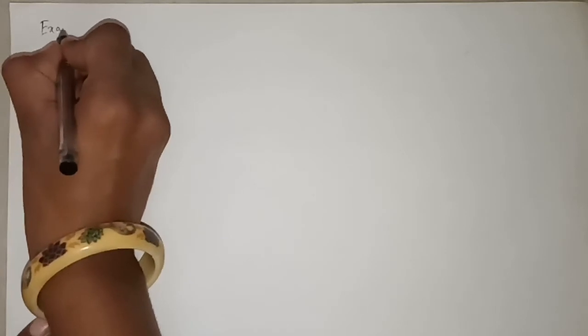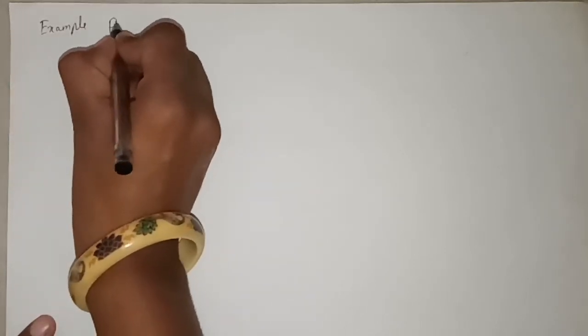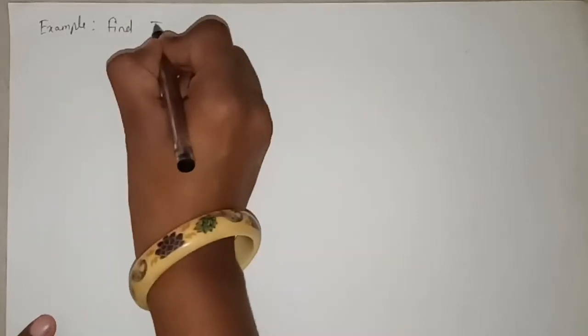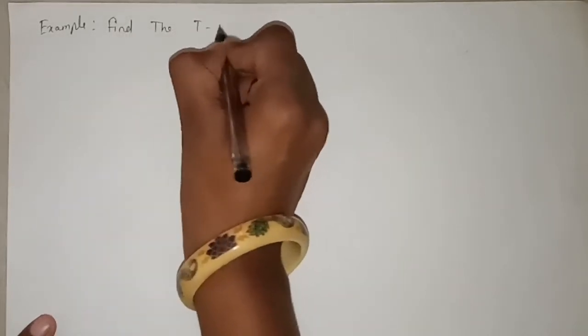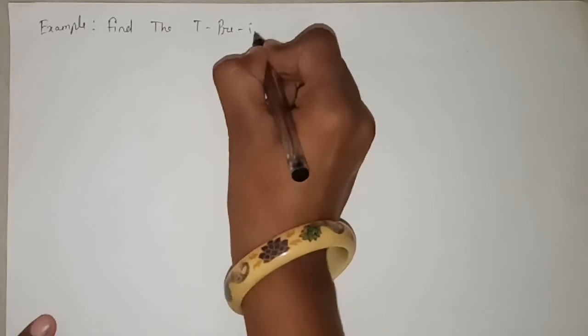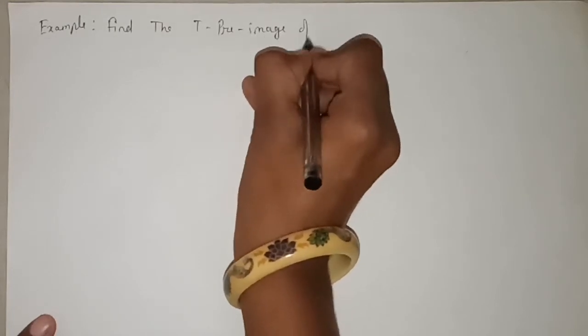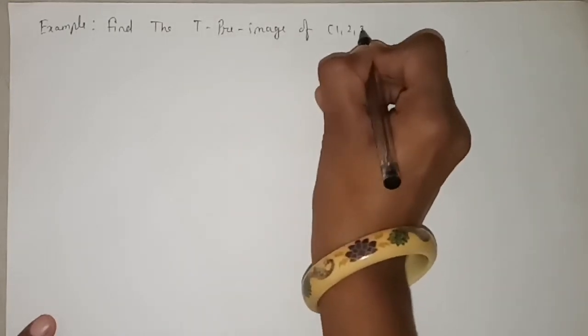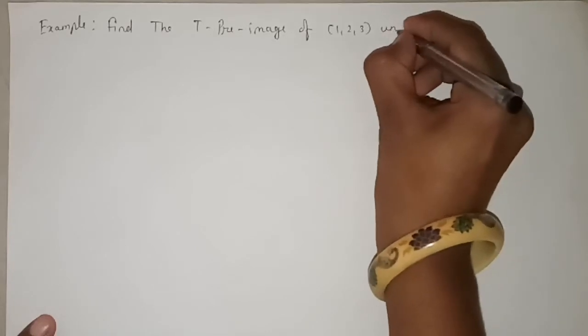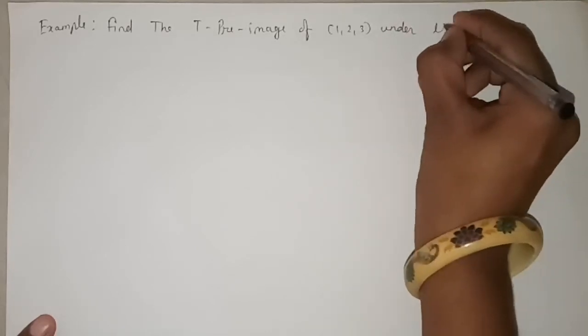Next question. Example. Find the T pre-image of (1, 2, 3) under the linear transformation.